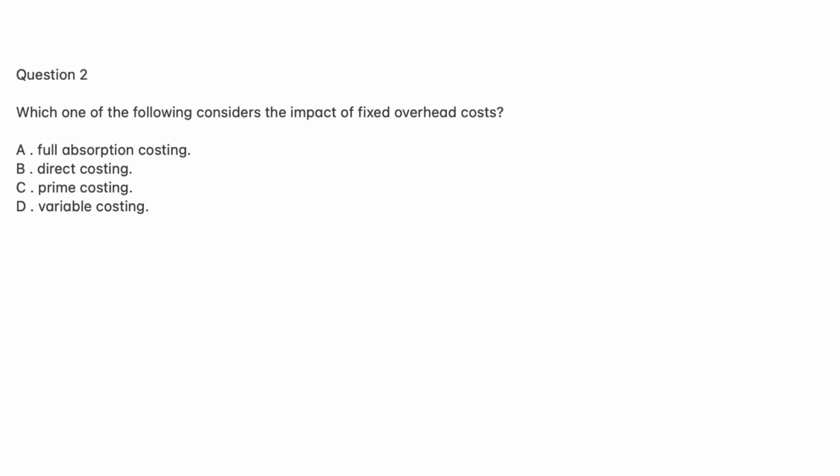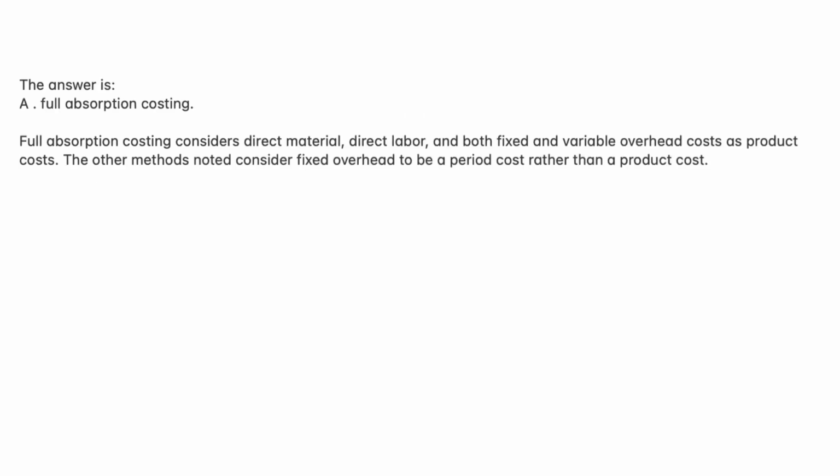Question 2. Which one of the following considers the impact of fixed overhead costs? A. Full absorption costing. B. Direct costing. C. Prime costing. D. Variable costing. The answer is A. Full absorption costing. Full absorption costing considers direct material, direct labor, and both fixed and variable overhead costs as product costs. The other methods noted consider fixed overhead to be a period cost rather than a product cost.